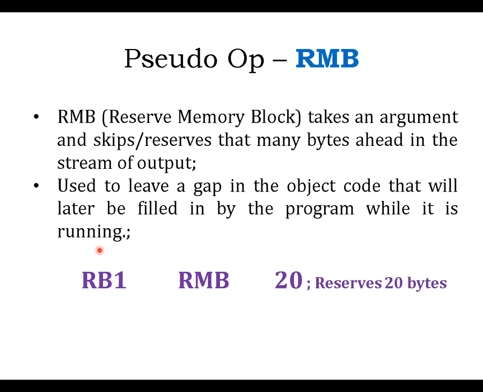Also, sometimes you can use RMB. I think you have seen RMB somewhere in lab 2. RMB means reserve memory block. With RMB you can reserve some bytes in sequence. For example, if I write the line RB1 RMB 20, RB1 is again the name of the variable. Using the name of the variable, you are reserving 20 consecutive bytes. It's 20 because I wrote 20 here. I could have written 15, or whatever I need.